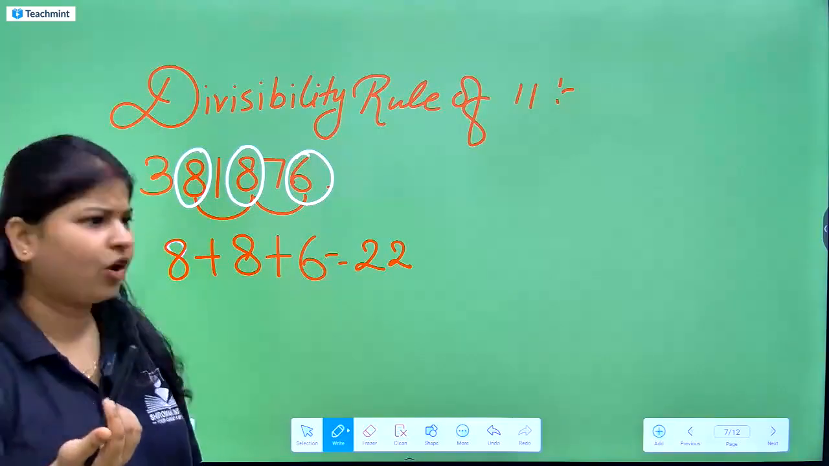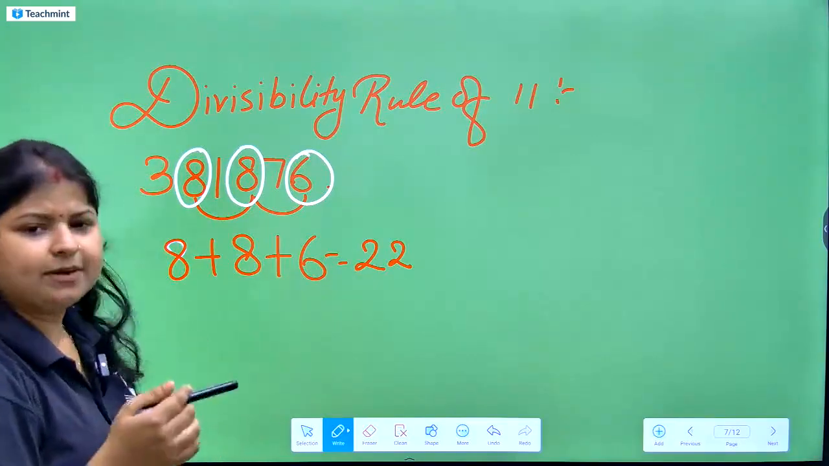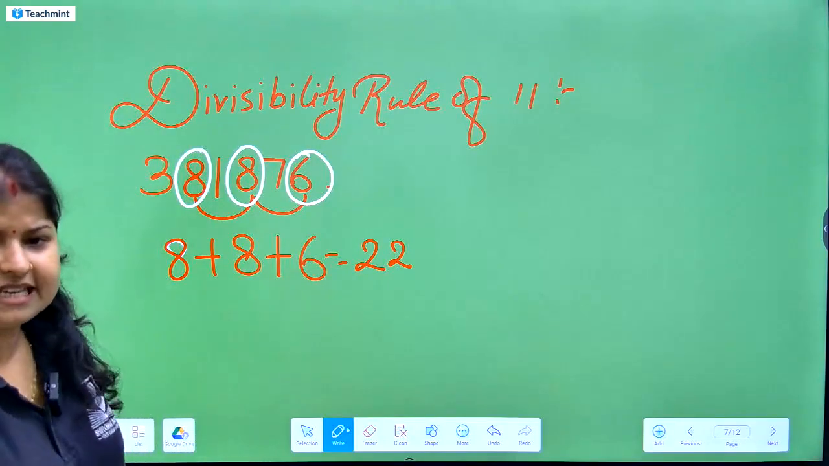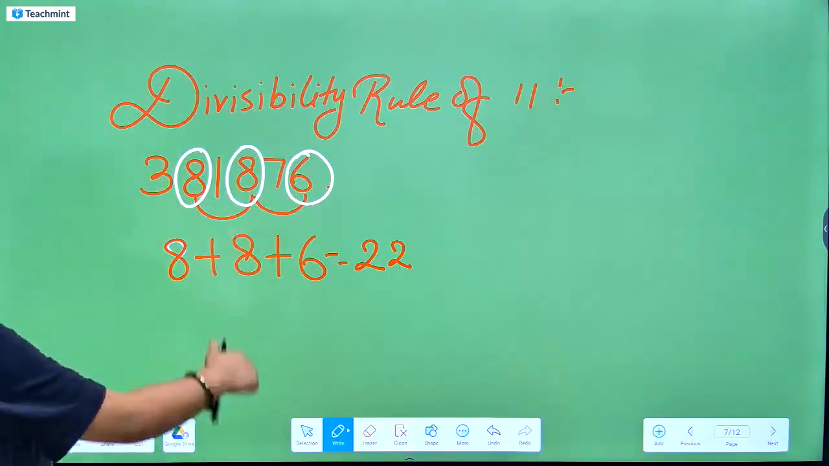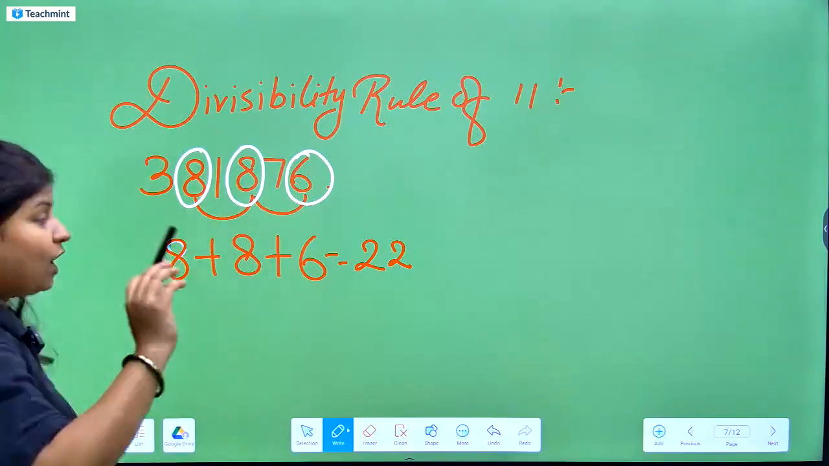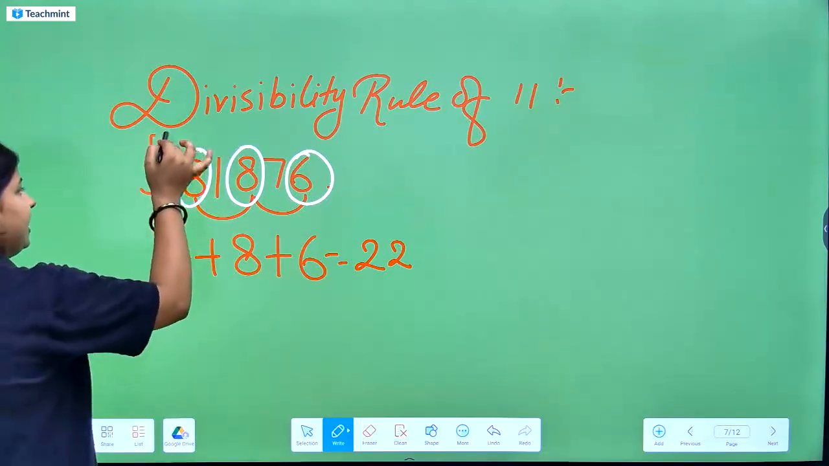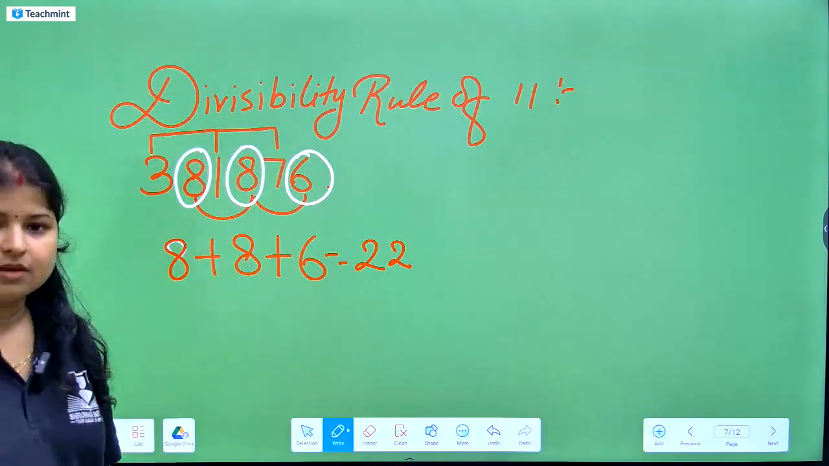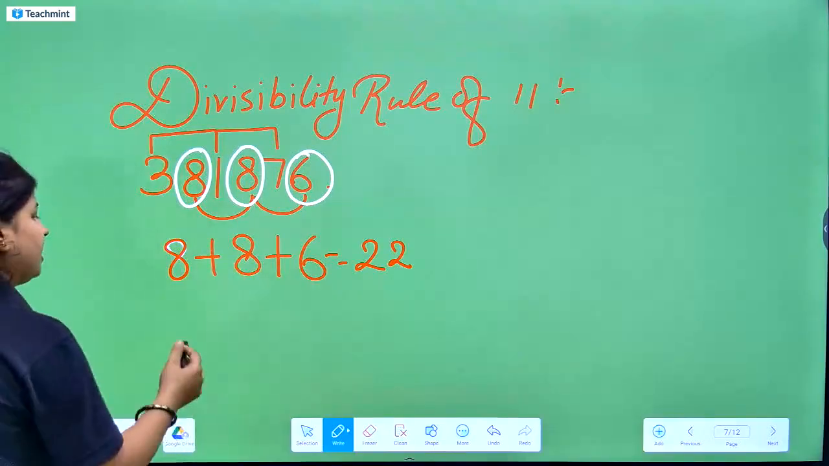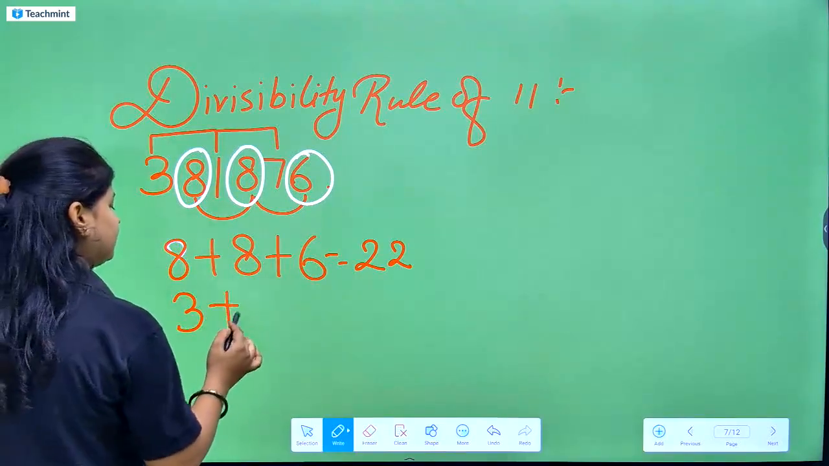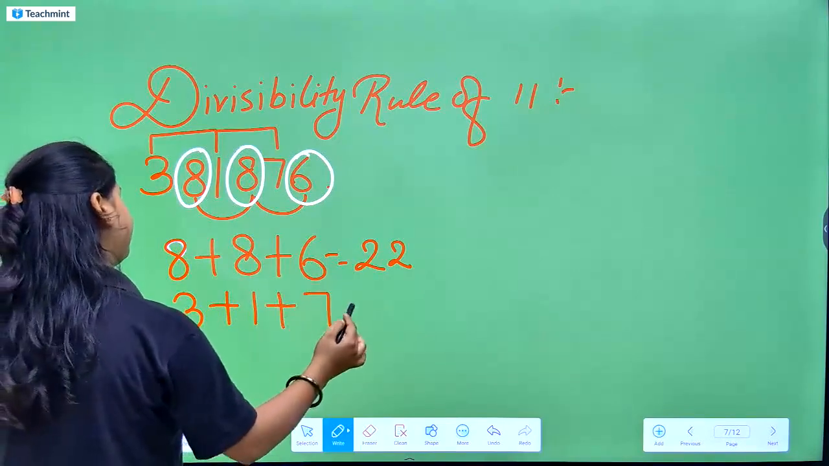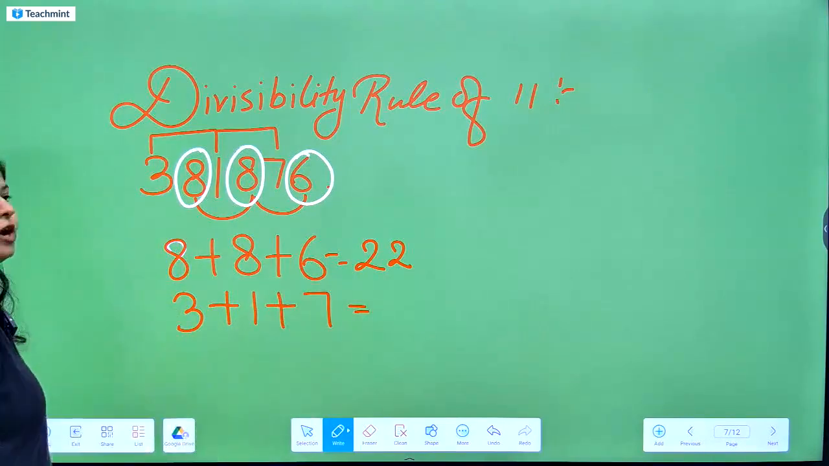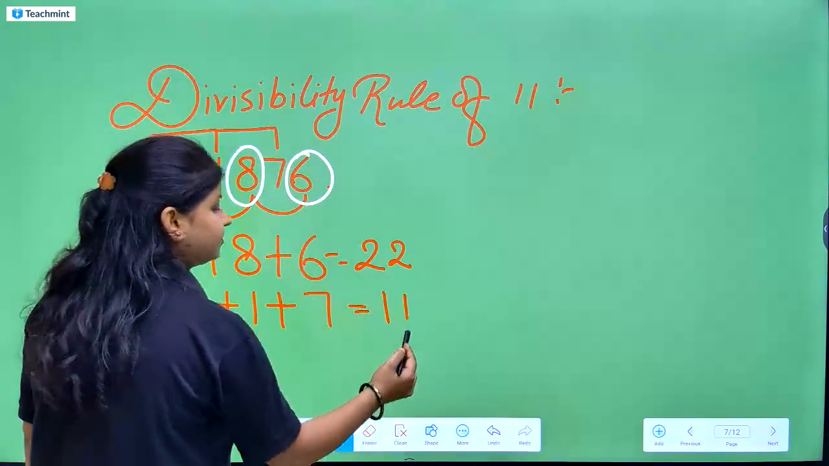Did I do something wrong? No, 8 plus 8 is 16 and 16 plus 6 is 22. Now what am I left with? 3, 1 and 7, right? Now I will club these numbers. So 3 plus 1 plus 7. 3 plus 1 is 4 and 4 plus 7 is 11. Right?